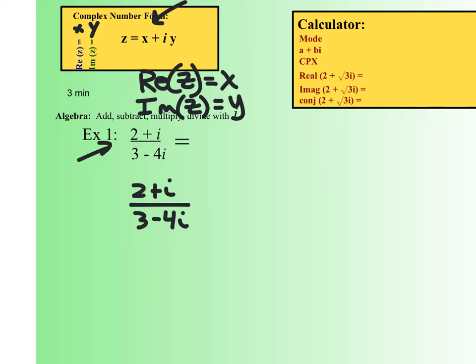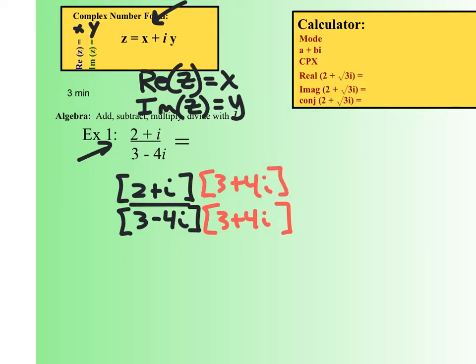What we want to do anytime we divide is multiply by what's called the conjugate. We've done this before with conjugates. Conjugates are our friend. We're going to multiply by the conjugate of the bottom, which would be 3 plus 4i. The only thing that changes is the sign in between.